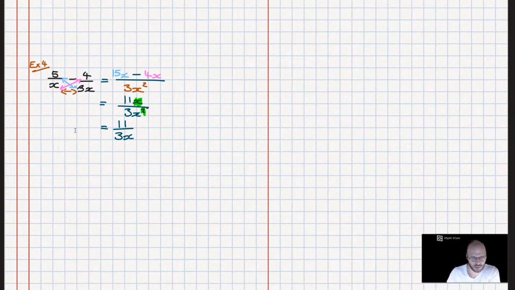Now there's a simpler way we can go about doing this. If I copy out the question once again, remember that the only reason we multiply the two denominators together here is because we want to have a common denominator. Now one way we can go about this is we can look at the two denominators and we see in the first one we have x and the second one we have 3x.